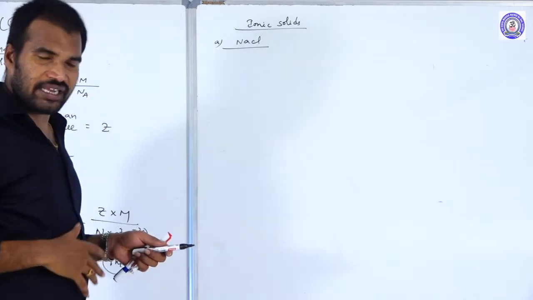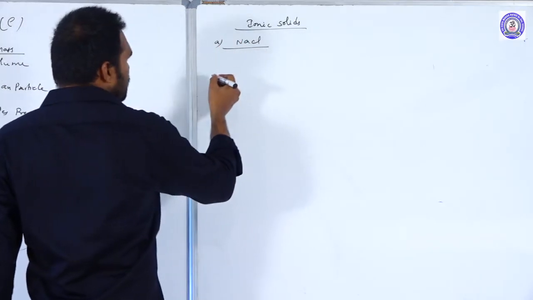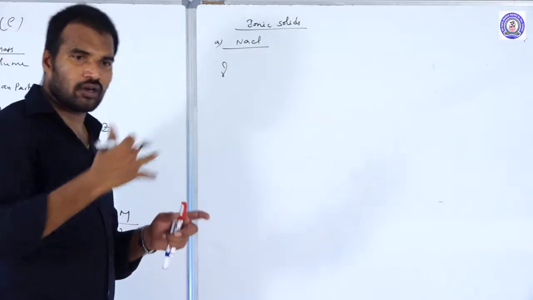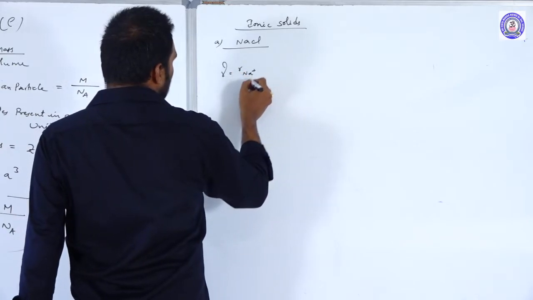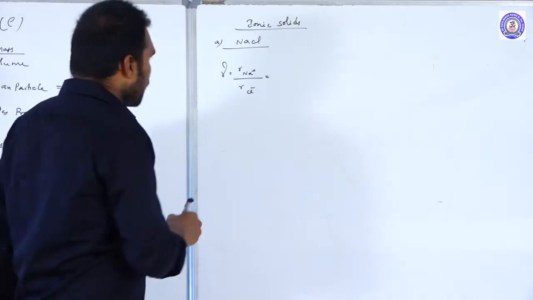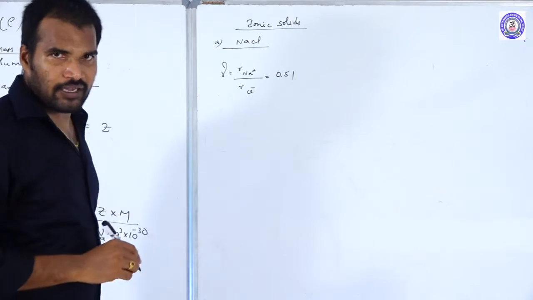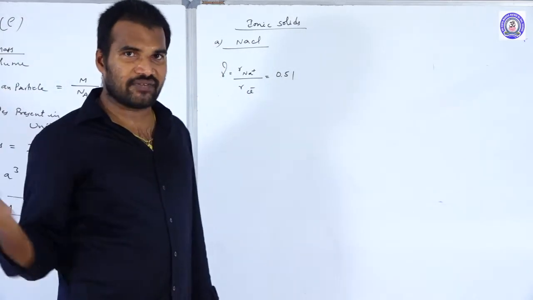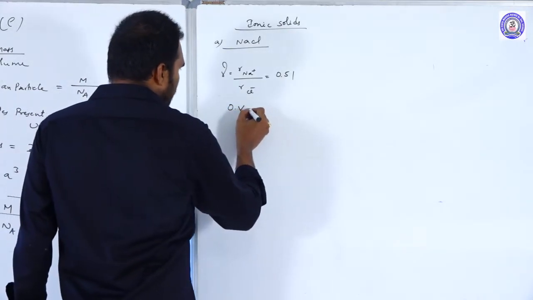In that, the first one is what? NaCl. In the case of NaCl, when you calculate this gamma value, what is the gamma value? It's the radius of cation to the radius of anion, so that is equal to radius of Na+ by radius of Cl-. When we calculate this gamma value, we got 0.51. If the gamma value is between 0.4142 to 0.732, we have an octahedral void. So it is having an octahedral void.